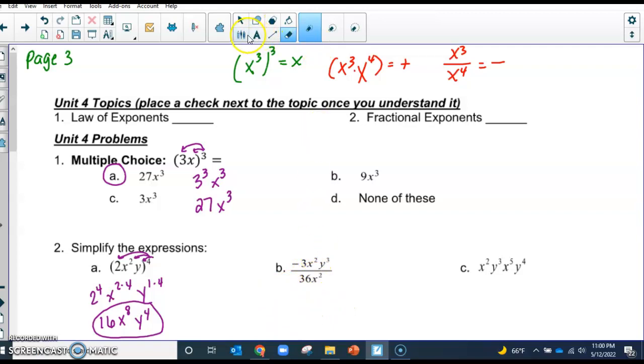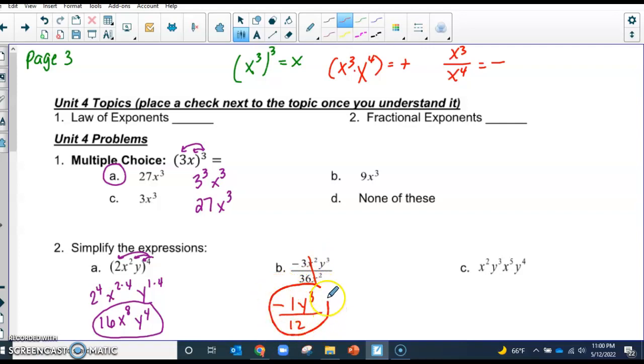We'll do this one more time for you. So I'm reducing -3/36. So that's going to be -1 over 12. My x squared minus my x squared, fractions I'm subtracting. 2 minus 2 is 0, which just becomes a 1 again. And I'm left with y to the third on the top. Another way you could write this would just be -y to the third over 12.